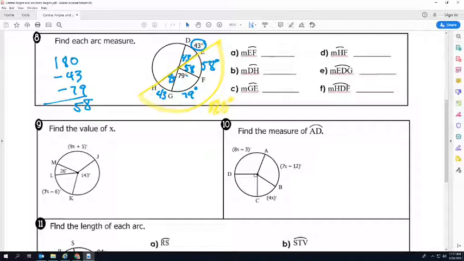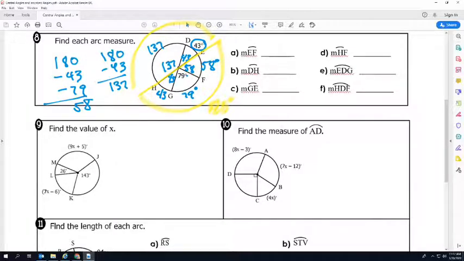Okay, so on this side, we've got another 180 degrees. That's the other half of the circle. So we're going to do 180 minus 43 to get that other arc measure, which comes out to 137. So this angle right here will be 137, and this arc measure is also 137.